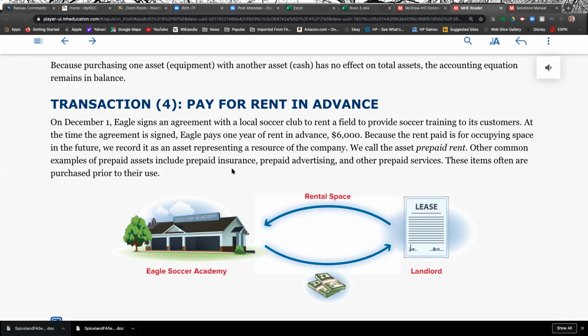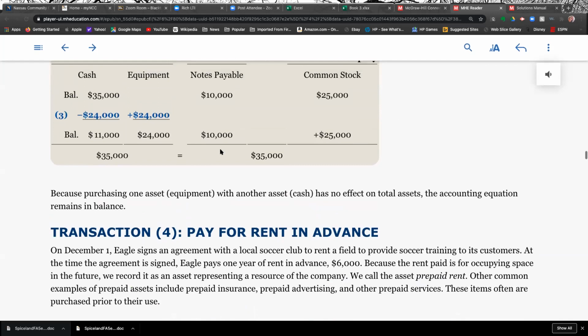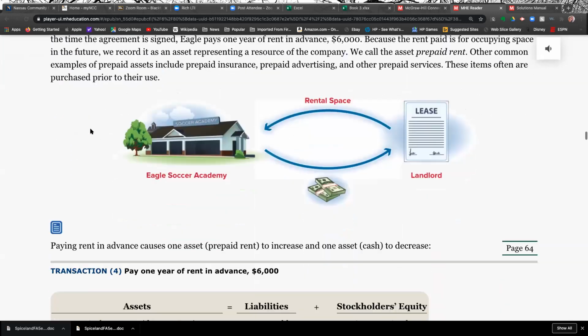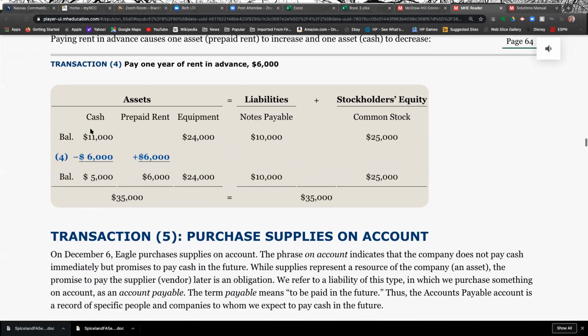It doesn't turn into an expense by itself. We have to do something. We have to make an adjustment to turn it into an expense. I hope I'm not confusing the life out of you. But here's $6,000. Now, this transaction is very similar to the one we just saw, right? We're creating an asset like equipment, and we're paying for it with cash. Here we're creating an asset, prepaid rent, and we're paying for it with cash.